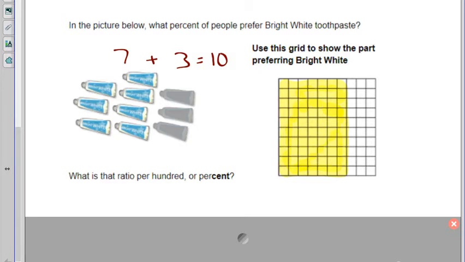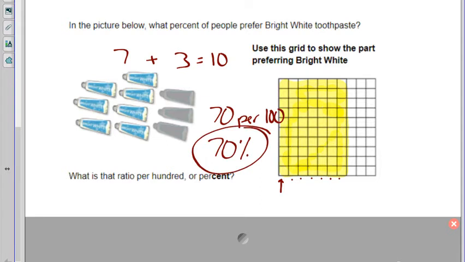So there we go. I've shaded in 7 out of 10 columns. 1, 2, 3, 4, 5, 6, 7. And so if I thought of that as a per 100, well, each of these columns is 10. So I have 10, 20, 30, 40, 50, 60, 70 per 100 or 70 per cent. So there you go. 7 out of 10 is the same as 70%.